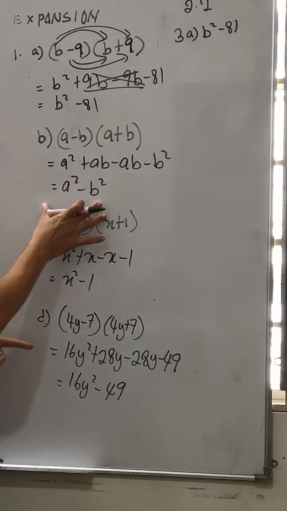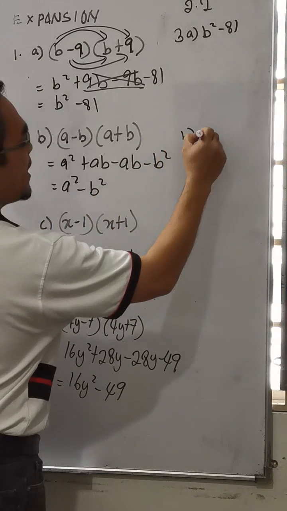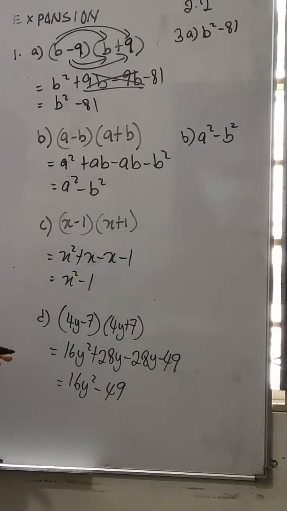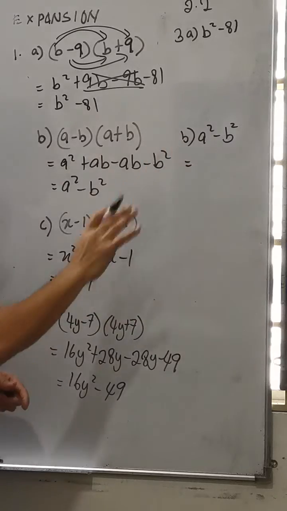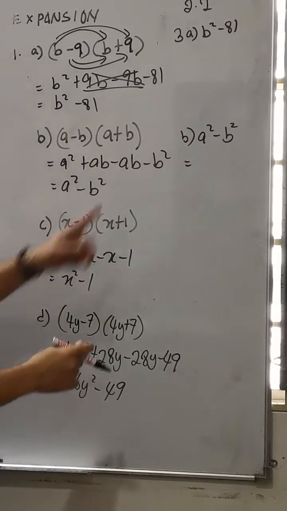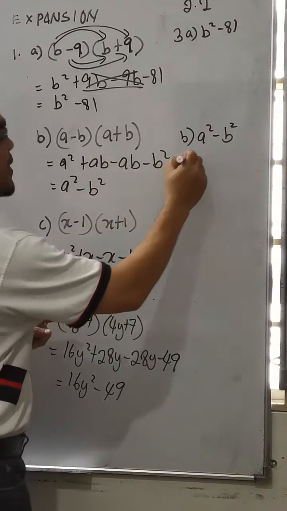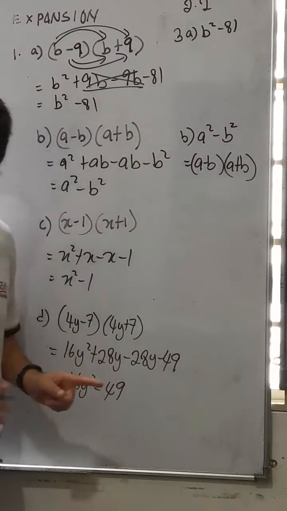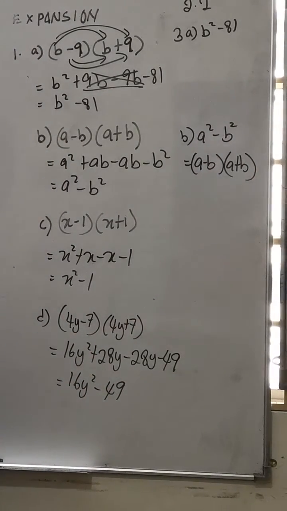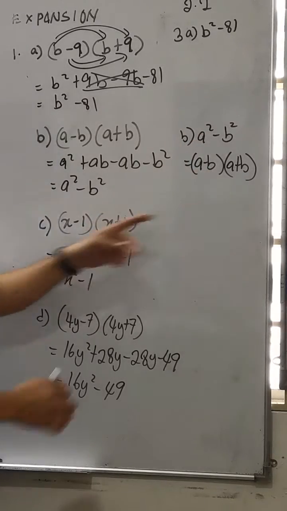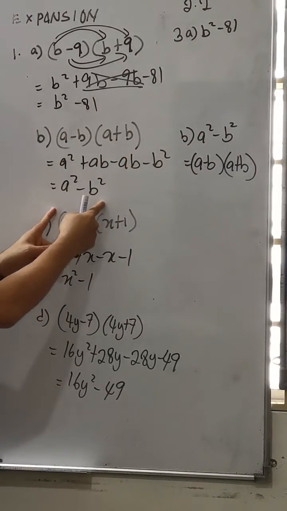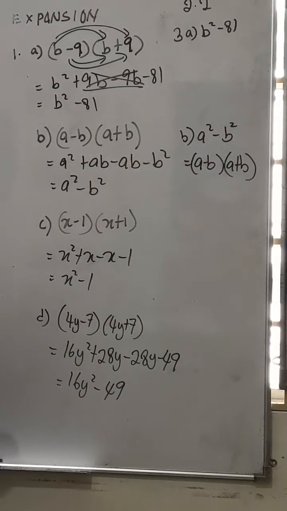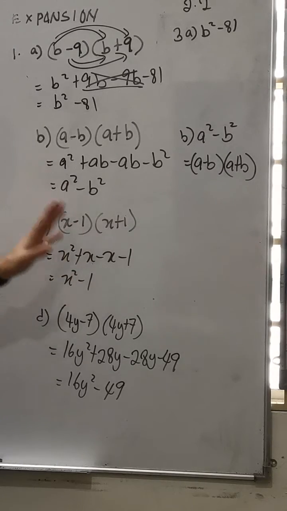Because this is the basic. Question b is a squared minus b squared. This pattern we have to memorize. There is nothing else to do except memorize. If a squared minus b squared, the answer will become a minus b, a plus b inside the brackets. So why did I say this becomes this? Because when you expand, it becomes this. So if you factorize from here, it becomes that. So nothing to do except memorize the pattern.